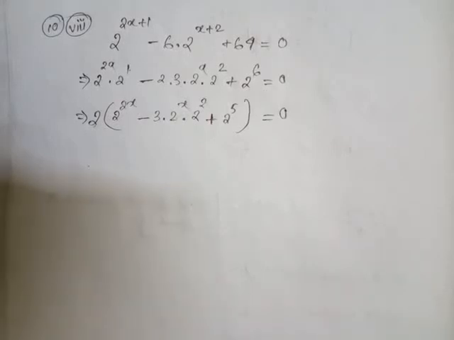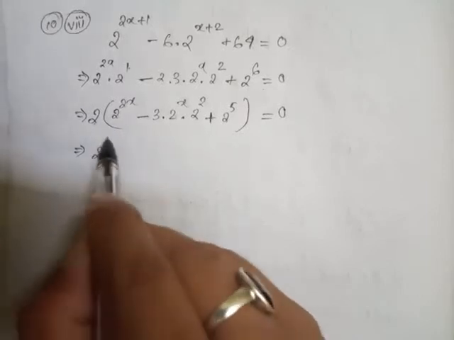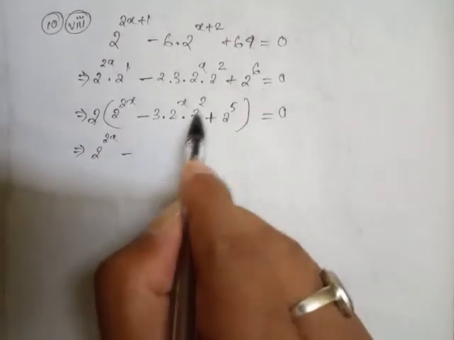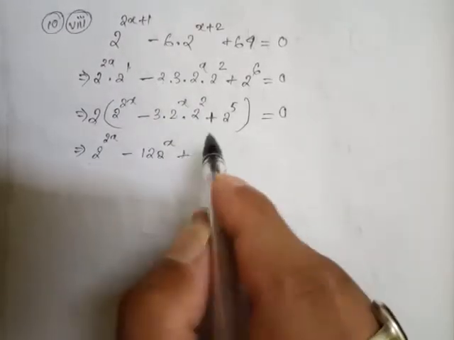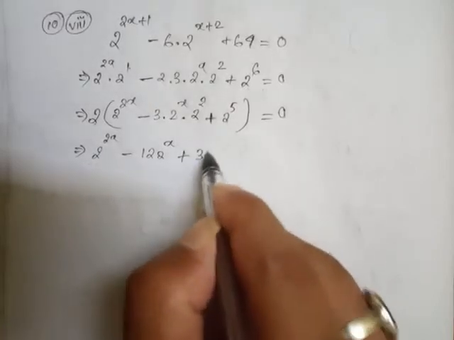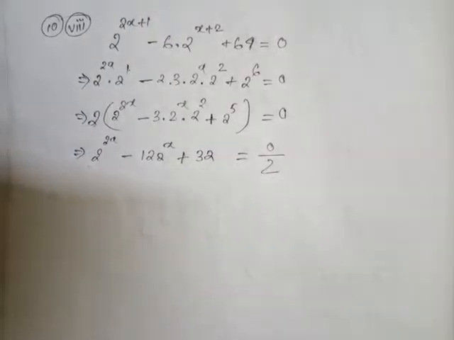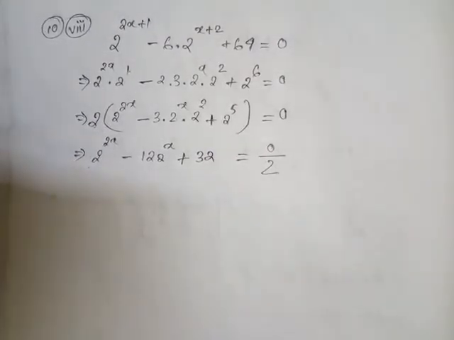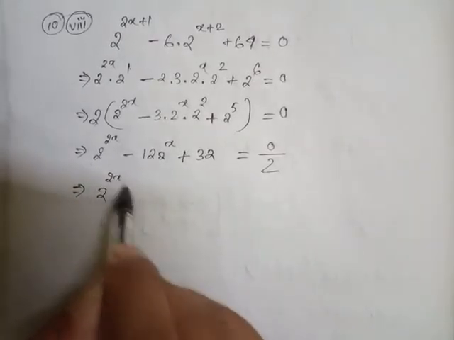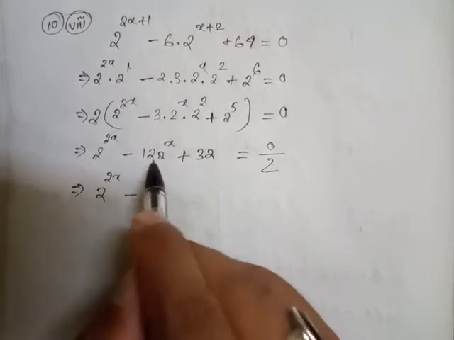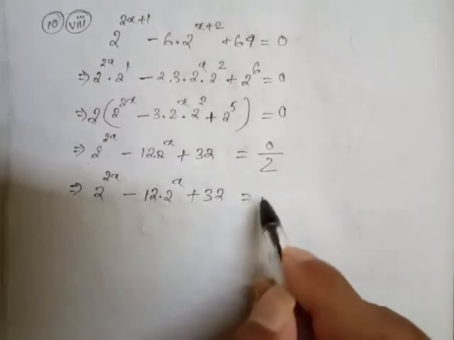Now look, student, so 2 to the power 2x minus 2 square is 4, 4 times 3 is 12, 12 into 2 to the power x, and 2 to the power 5 is 32, equal to 0 by 2, because these two will come here. Since it is multiplication, it will go on division. Now the next line would be 2 to the power 2x minus 12 into 2 to the power x plus 32 equal to 0.